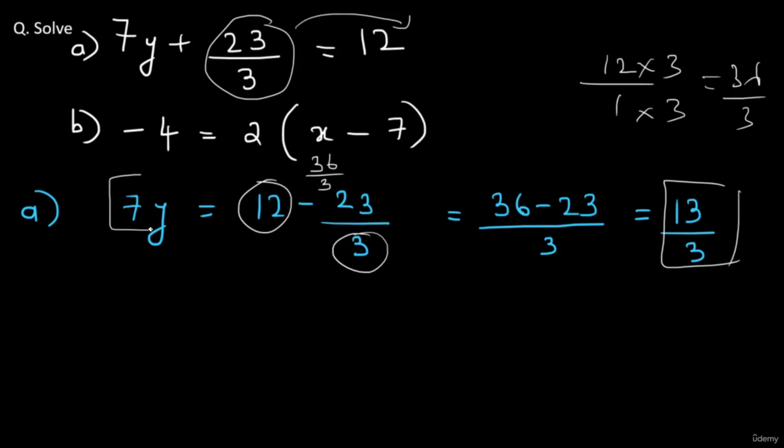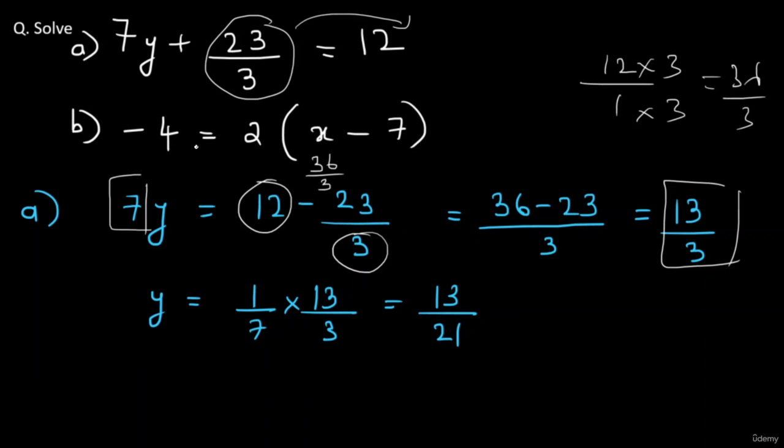Over here we have into 7. So let's take that to the right hand side. So that will become divided by 7. So y is equal to 1 by 7 into 13 by 3. That's equal to 13 by 21, which is the solution of this equation. All right. Let's do the second one.